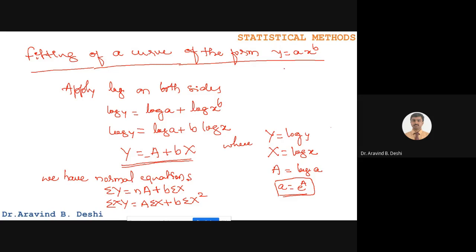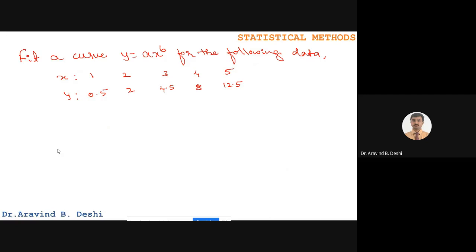Now we'll see an example. Fit a curve of the form y equals a into x to the power b for the following data. The x values are 1, 2, 3, 4, 5 and the y values are 0.5, 2, 4.5, 8 and 12.5. These are the x and y values.